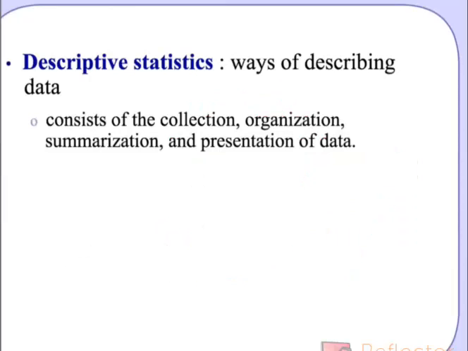So again, descriptive statistics is ways of describing our data. This is the part of statistics where we're going to collect, we're going to organize, summarize, and present our data. If you recall back where I gave you the definition of statistics, I said that we were going to do several different things to it. And the first three were collect, organize, and summarize. Well, those are areas of descriptive statistics.